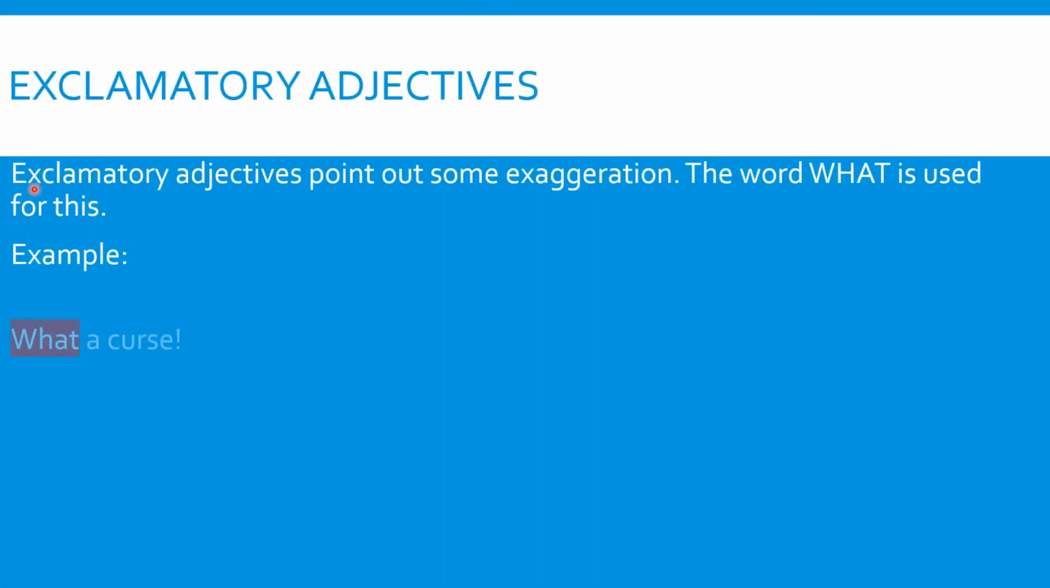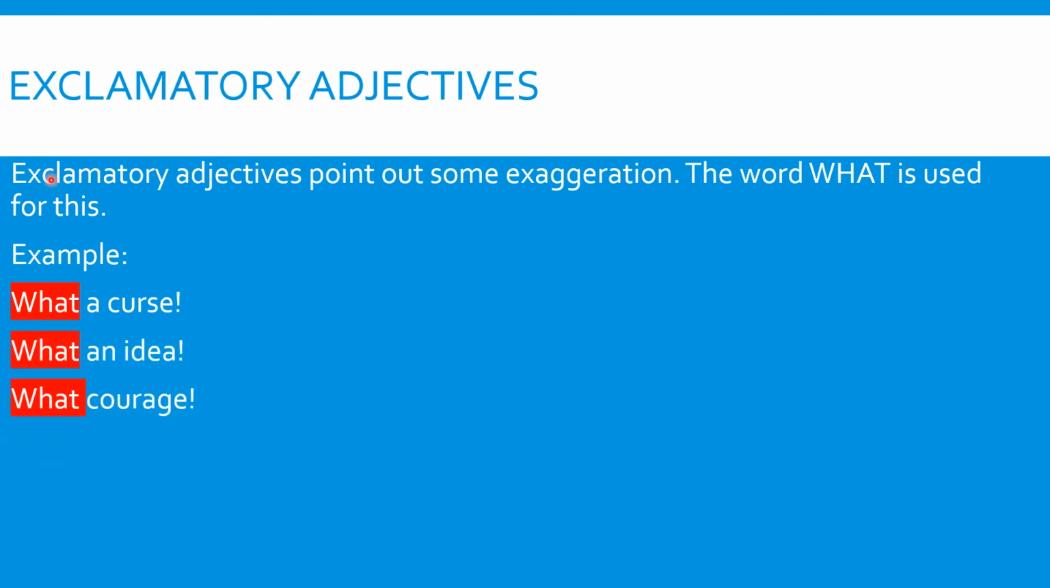Exclamatory adjectives. Exclamatory adjectives point out some exaggeration. The word what is used for this. So the examples are: what luck, what an idea, what courage. And you see this is an exclamation mark. So these are all examples of exclamatory adjectives.